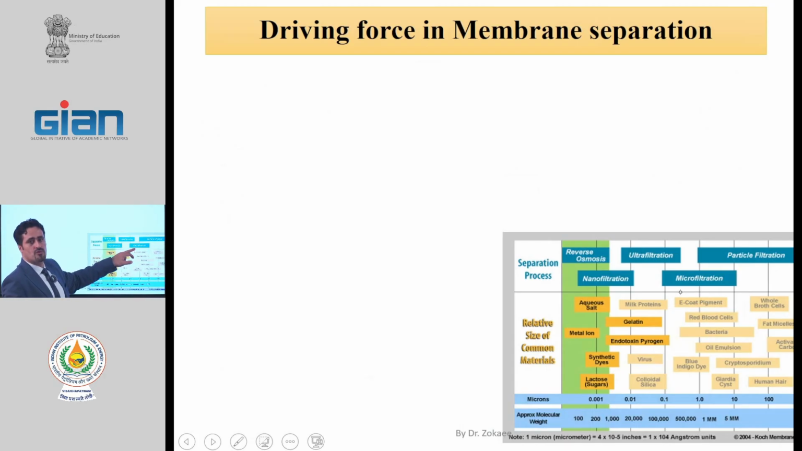In MF, we use 1 bar pressure, but in reverse osmosis, we use 30 bar, and therefore need high energy. Also, the flux of MF is much higher than RO. Therefore, when we can separate solutes with lower pressure, lower energy, and high flux, we do not need to use RO. Therefore, RO is used for desalination and is a high-price technology.